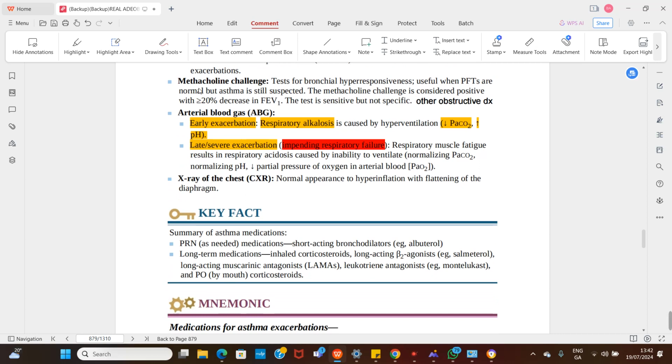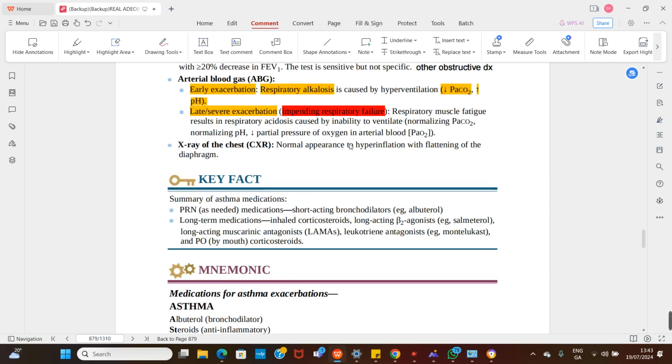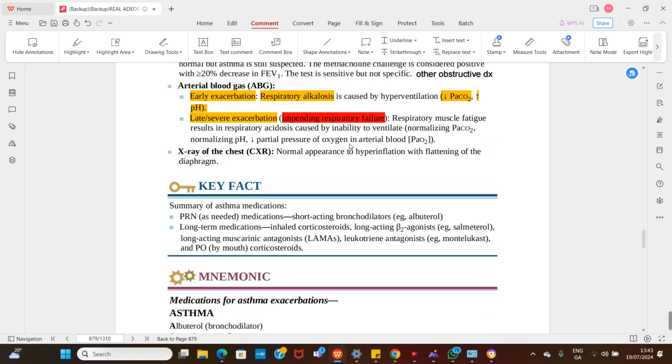So if you do your ABG, what are you going to find? In early exacerbation, when they can still hyperventilate, there's going to be respiratory alkalosis because PaCO2 will drop and your pH will increase. But with late and severe exacerbation, having respiratory muscle fatigue with impending respiratory failure, what will happen? They cannot ventilate anymore. So PCO2 will start normalizing and then increasing. And of course, the partial pressure of oxygen will always drop. So keep your eyes on the PCO2. If it's normal, it's not a good thing. If it's increasing, it's even worse.